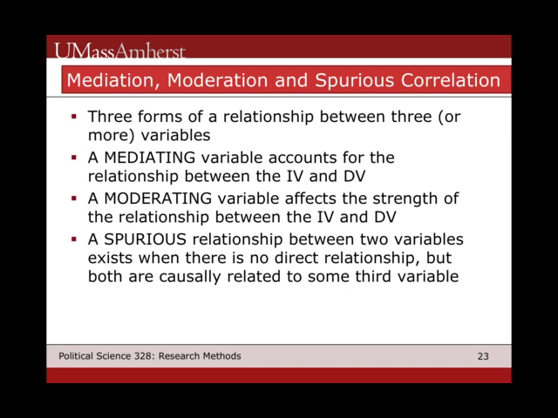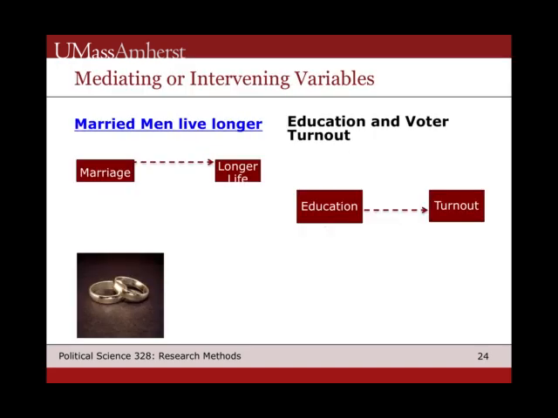So let me give you some examples to clarify these three types of relationships that can exist when we get beyond the bivariate case and start thinking about the trickier three-variable or multivariate case. So here we go. These are actual correlations that have been found in research. Married men live longer, and people with college education are more likely to turn out to vote.